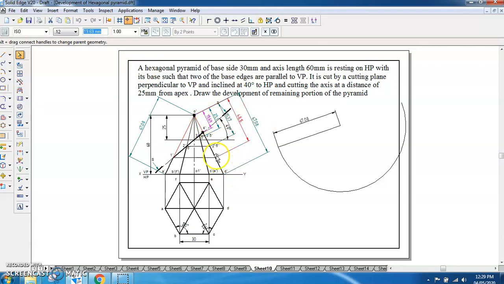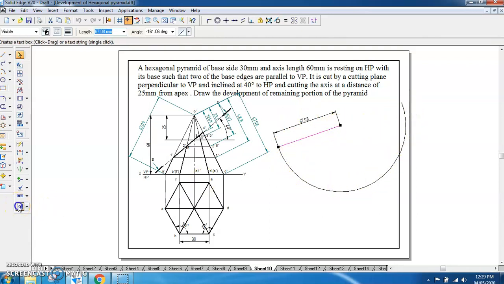So once we get to know this, we are going to draw one line having a true length. So true length is 67.08. So this line we are going to draw, and with respect to this line, taking this as a center and this distance as a radius, we are going to draw the arc.